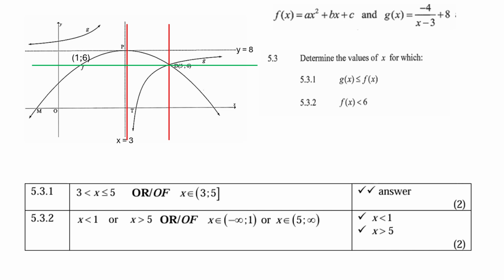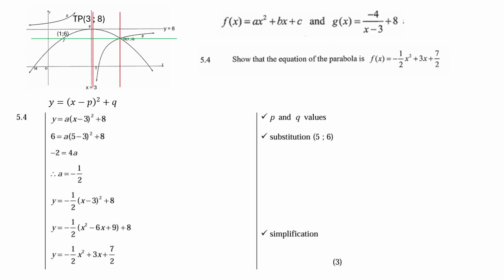And then 5.3.2, for which values of x is f(x) less than 6. Now the parabola less than 6. Now look at that green line. Where's the parabola underneath the green line? It is to the right of 5, so it's x greater than 5, and then to the left of the point (1; 6), which is 1. So therefore x is less than 1 or greater than 5.